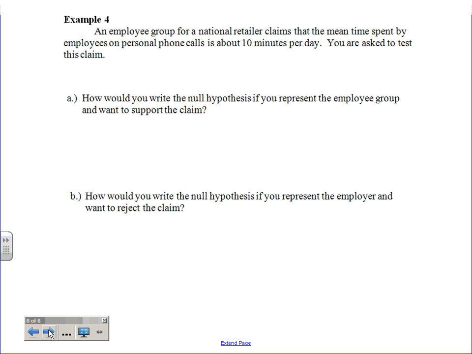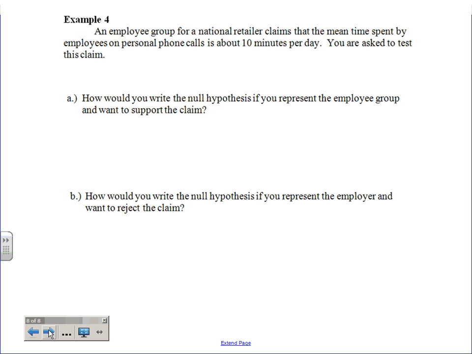But we've kind of talked about it, but here we go. We're told that there's an employee group out there for a national retailer that claims the mean time spent by employees on personal phone calls is about 10 minutes a day. So they're not working, in other words. Okay? They're talking on the phone. You are asked to test this claim. Now, obviously, who asks you to test is going to change what you make the claim and everything, right? If the company asks you to do this, you're going to try and do it one way, and if maybe a group that's supporting the employees asks, well, we're going to change things.